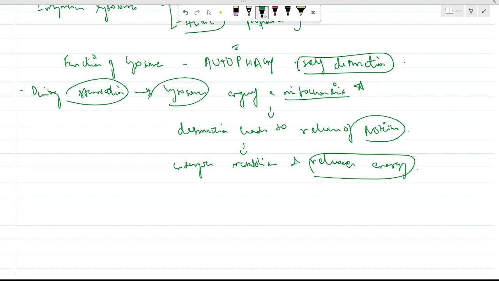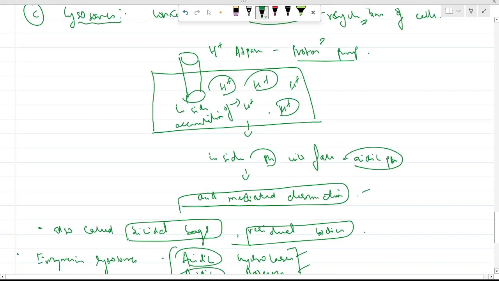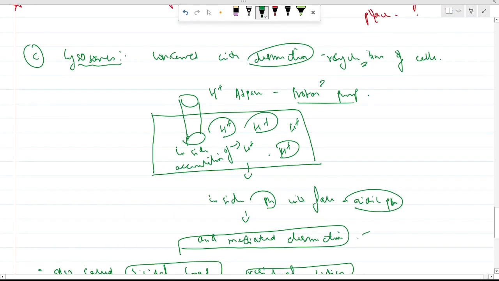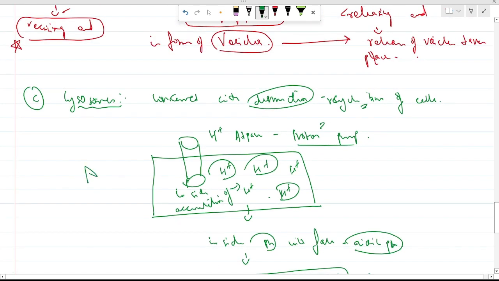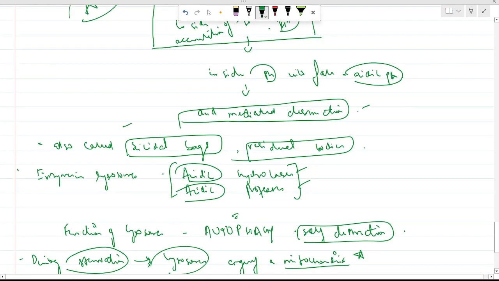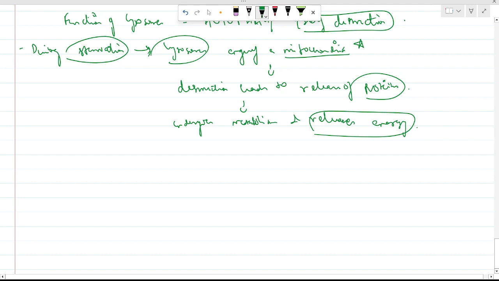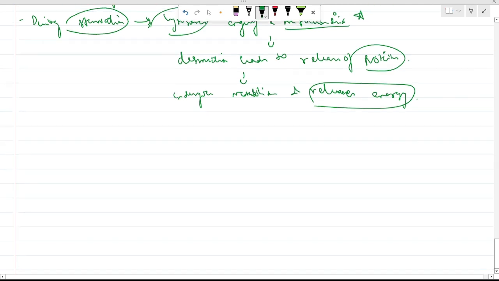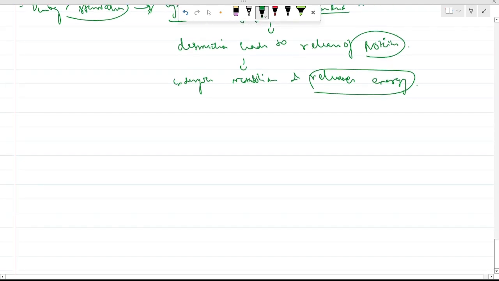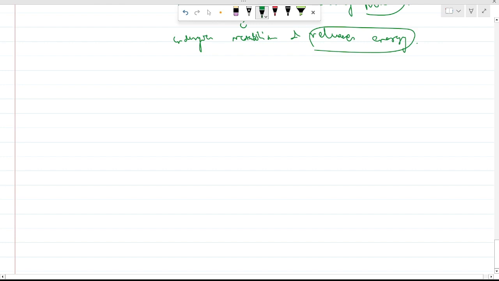We have seen how lysosomes function, and why the inside of the lysosome is acidic. This is important. This H plus ATPase is a proton pump. They're called the recycle bins of cells, or suicidal bags, or residual bodies of cells. It is involved in acid mediated destruction. During starvation, lysosomes engulf the mitochondria, and its destruction releases proteins, which undergo metabolism and release energy.